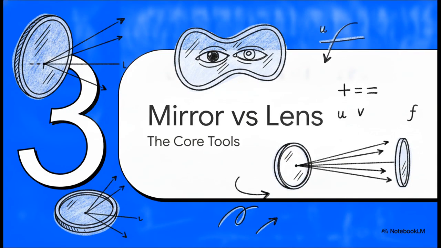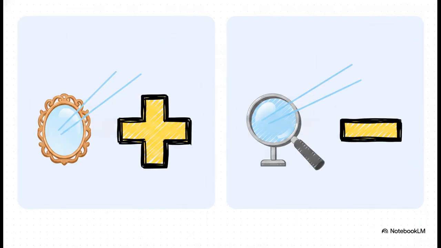All right, Section 3. Mirror versus lens formulas. These are our core tools. Now, what's really interesting about this slide is how insanely similar these two formulas are. I mean, they're almost identical. The mirror formula is 1/v + 1/u = 1/f, and the lens formula, 1/v - 1/u = 1/f. Literally, the only difference is that the mirror formula uses a plus sign and the lens formula uses a minus sign. It is so easy to mix these up on a test, but keeping that single sign straight is your absolute golden ticket to optics math.